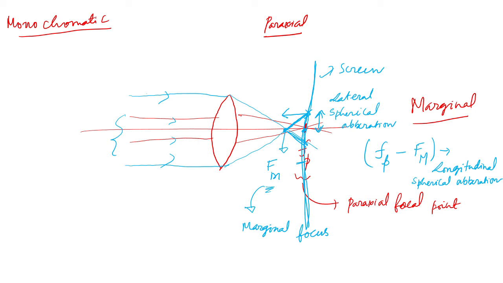So in general, if you were to look at the image anywhere here in between the marginal and the paraxial focal point, anywhere in between here, right, it would appear like a circle, right? And there is a sweet spot between this FP minus FM, between the focal length of the marginal focus and the paraxial focus, where the image would appear to be distorted the least. And at that point, we say we have a circle of least confusion.